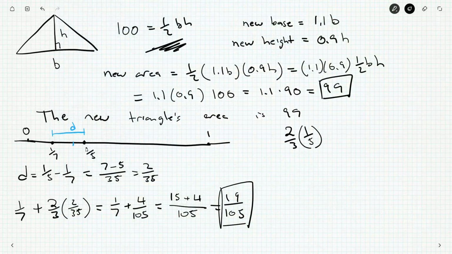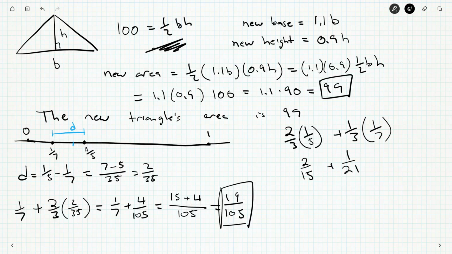So 1/5 gets the 2/3. And then all the weights have to add up to 1. So what do we weight 1/7 by? 1/3. So now we can get 2 over 15, 1 over 21. And again, we've got to clean this up a little bit with our fractions. 14 over 105 plus 5 over 105. We get 19 over 105 again.